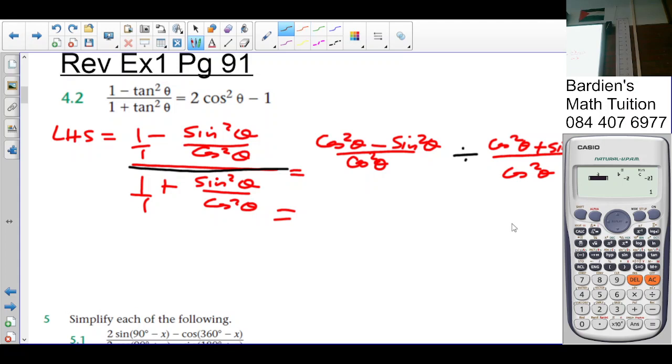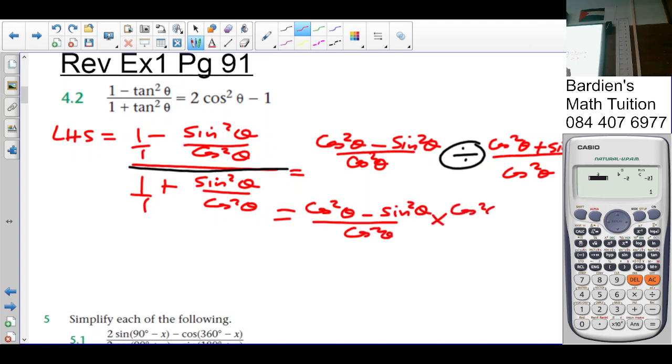So what's going to happen here? This is going to change to multiplication, tumble and times. So that's going to become cos squared theta minus sine squared theta over cos squared theta, times cos squared theta over, what is sine squared theta plus cos squared theta equal to? 1.